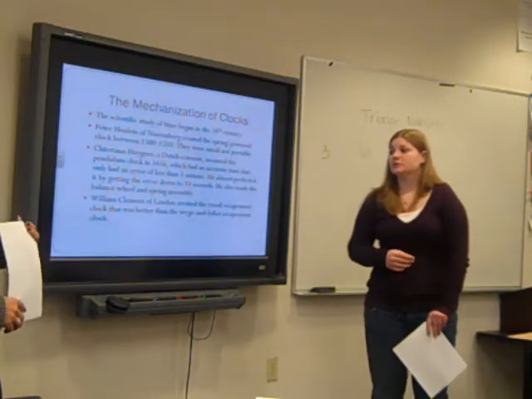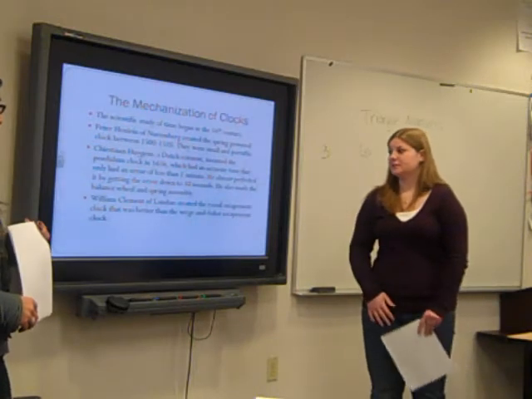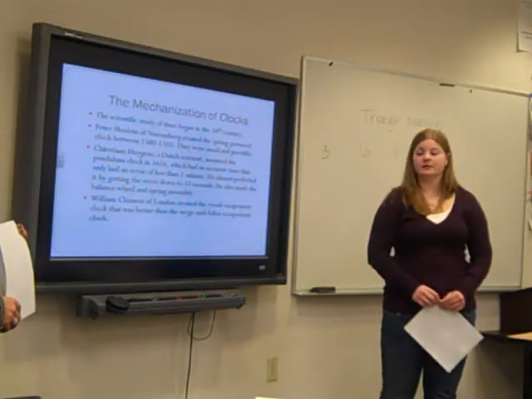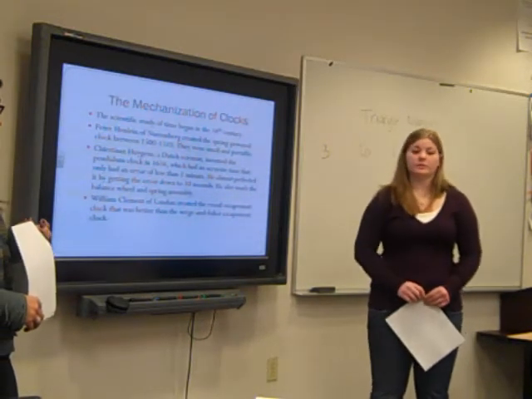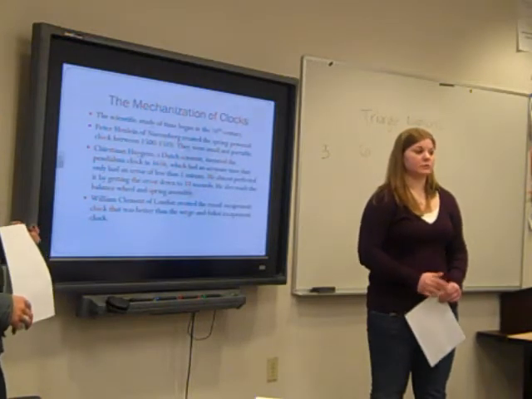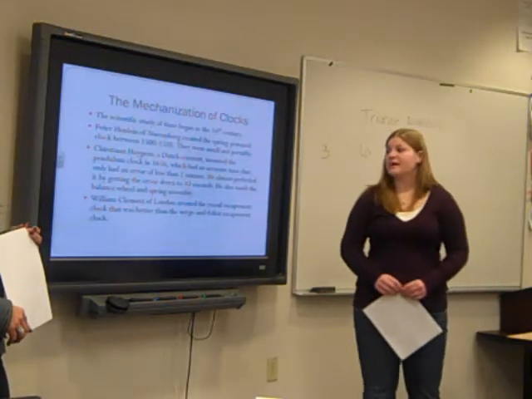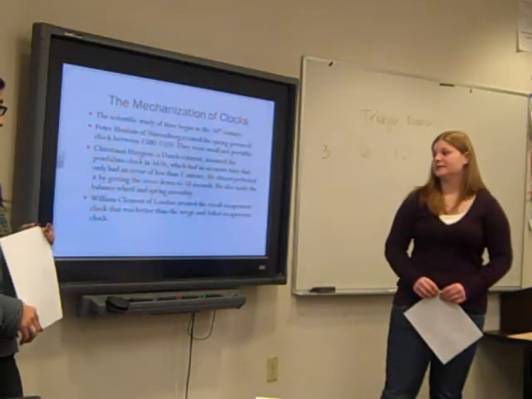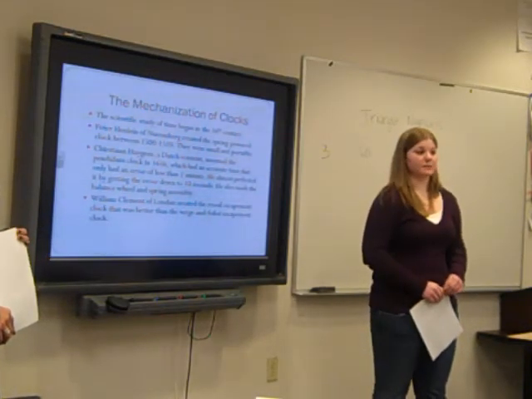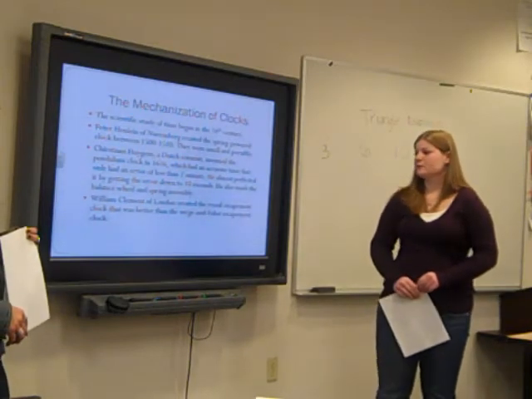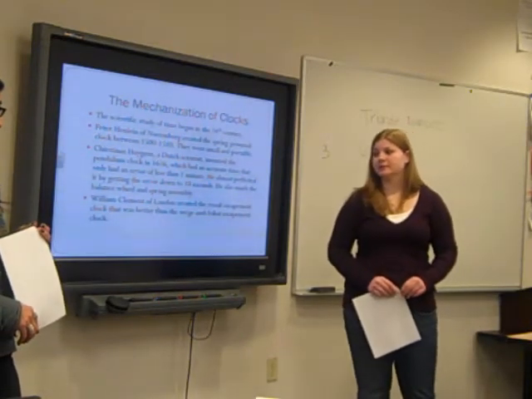And then Christian Huygens, a Dutch scientist, invented the pendulum clock in 1656, which had the most accurate time so far. It only had an error of 1 minute per day. And then he almost perfected it. He got the error down to 10 seconds per day. He also made the balance wheel and spring assembly.